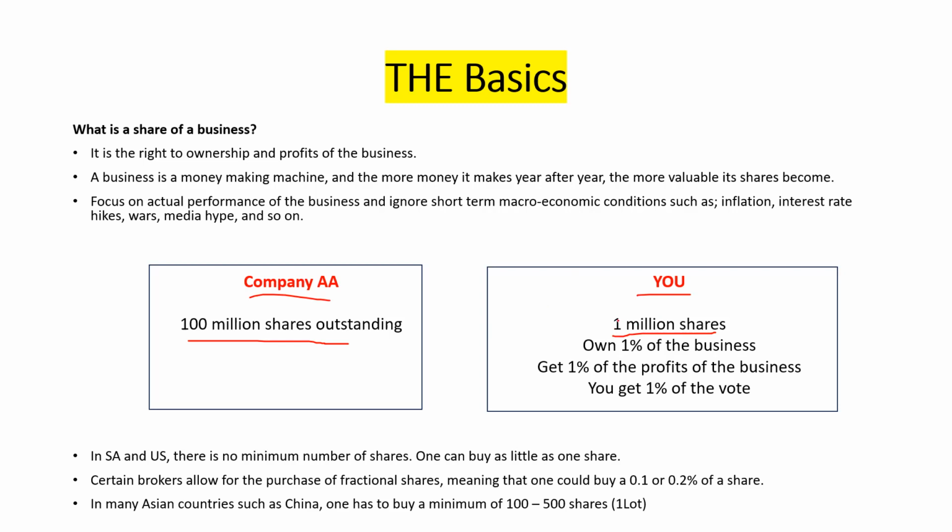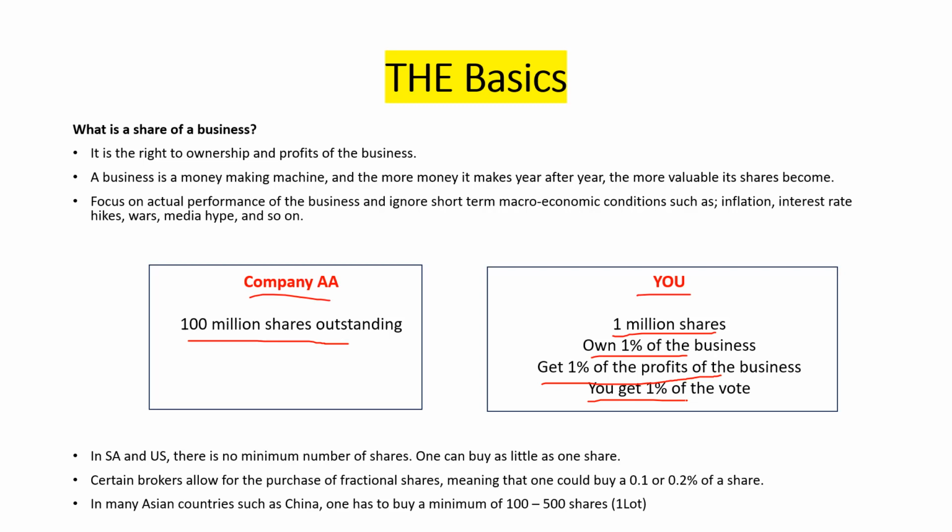If you divide 1 million by 100 million, what do you get? You get 1%. So that means by buying 1 million shares of company AA, you now effectively own 1% of the business. And because you own 1% of the business, you get 1% of the profits of the business, and you get 1% of the vote. Okay? I hope you guys get that.